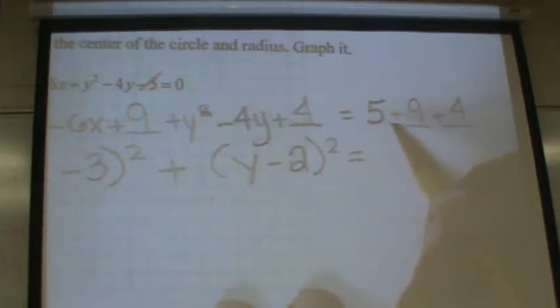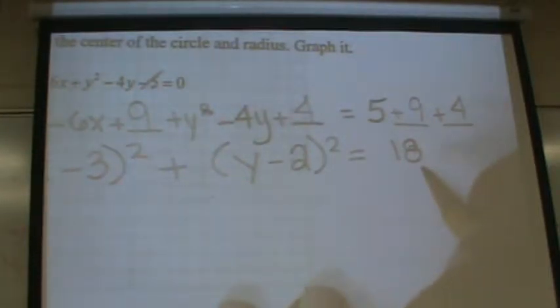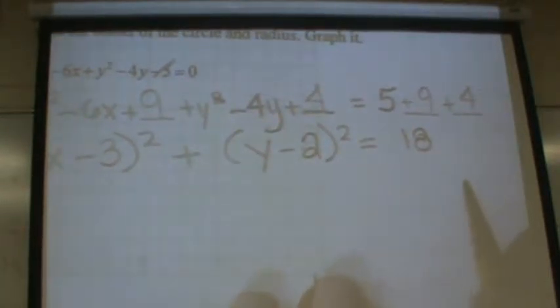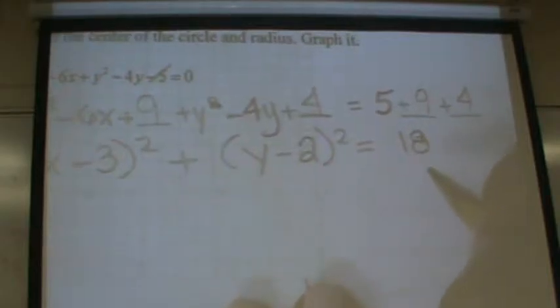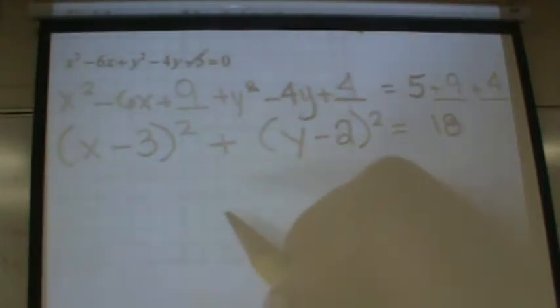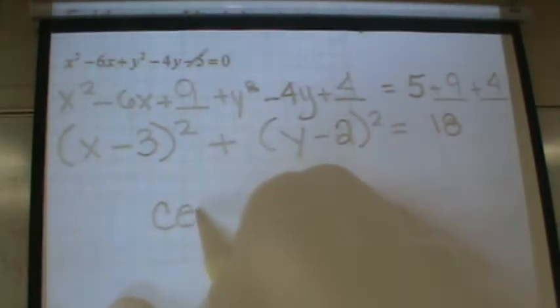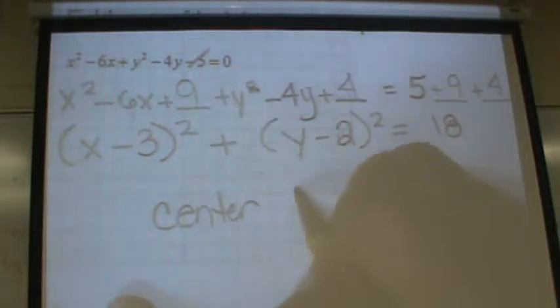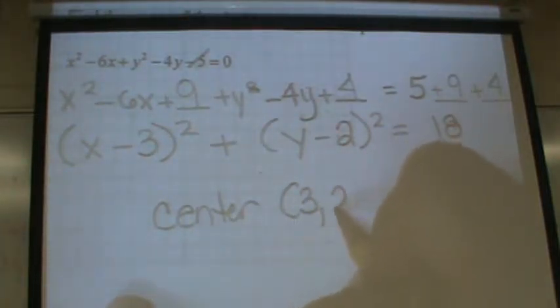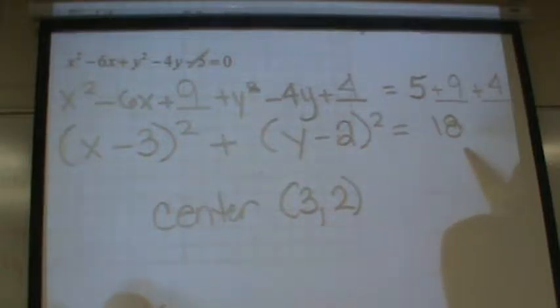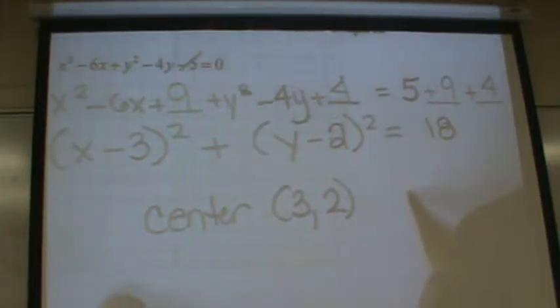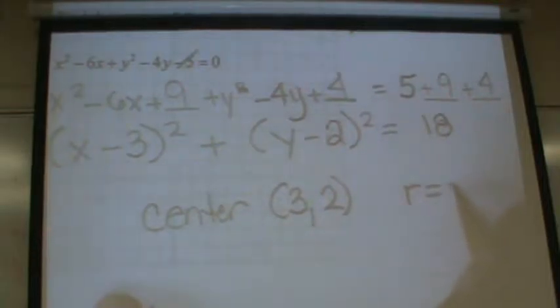Now, what do these 3 numbers add up to be? 18. I purposely put 18 here to see how many people I'm going to fool. Can you tell me what the center is? 3, 2. Is the radius 9? No. Good job. What's the radius? It's the square root of 18.